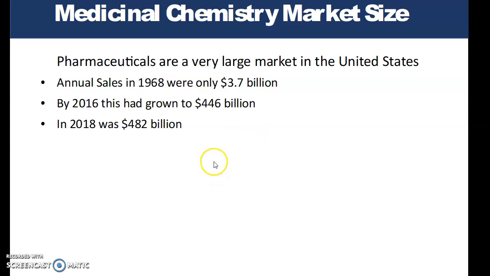So pharmaceuticals are a very large market in the United States. Back in 1968, sales were only $3.7 billion. By 2016, this had grown to $446 billion. And a couple years ago, the last one they have data for, it was $482 billion. So when you are visiting a doctor or in a medical practice, most of the time it will be a prescription or some medical therapy, or at least a diagnostic that the doctor will be using, that will be based upon chemistry.